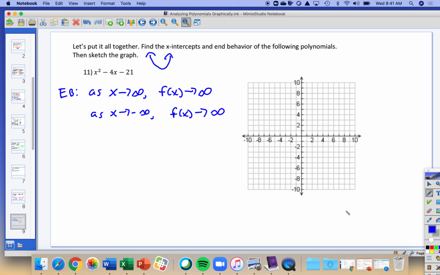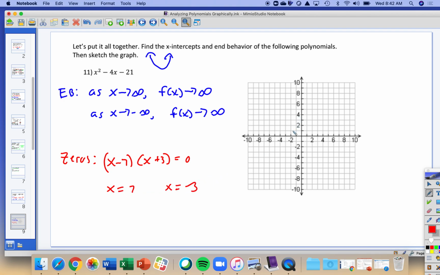The zeros, let's find the zeros. Okay, to find zeros, we can see if it's factorable. Is it factorable? I believe it is, because factors of negative 21 are 7 and 3. So I'd have x minus 7 and x plus 3 equals 0. So I end up with x is equal to 7 and x is equal to negative 3.